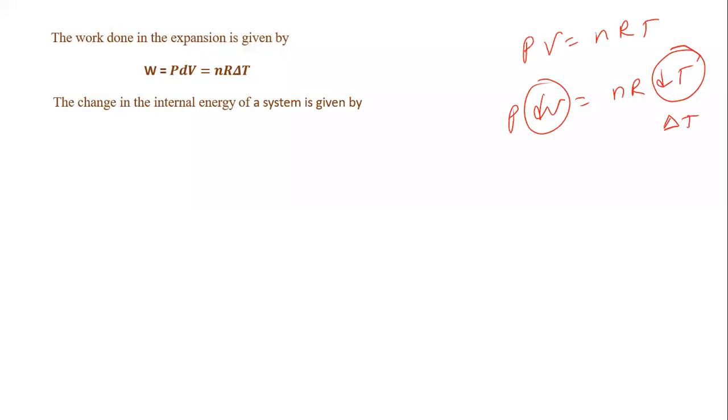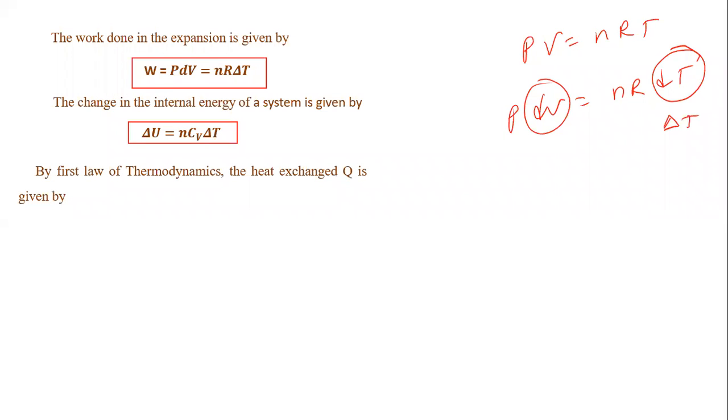This is work done. Now in a similar manner, change in internal energy of the system we can write. So this is the formula of the internal energy: n Cv into delta T. Cv is the specific heat at constant volume, and delta T is the change in temperature.